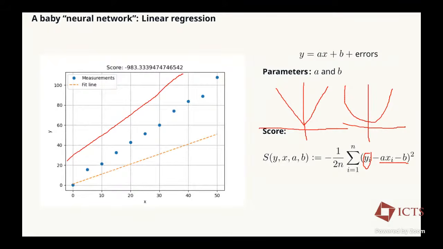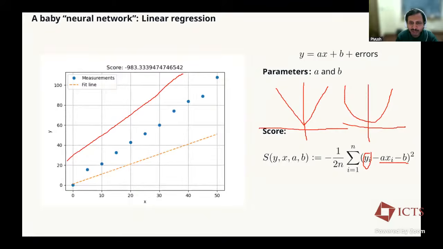Sir, do we have to choose A and B arbitrarily? No, A and B, the machine has to choose. It has to choose them so that its score is as good as possible.